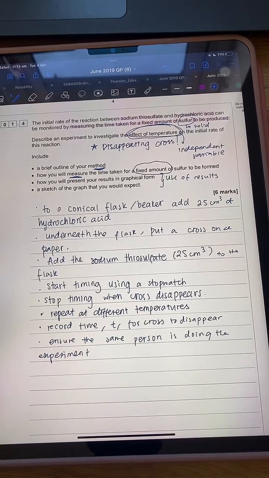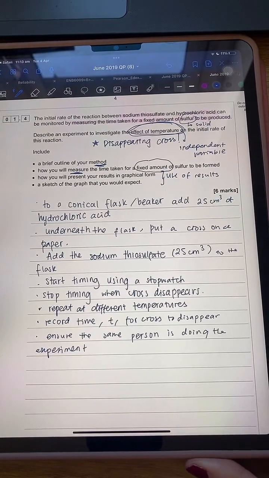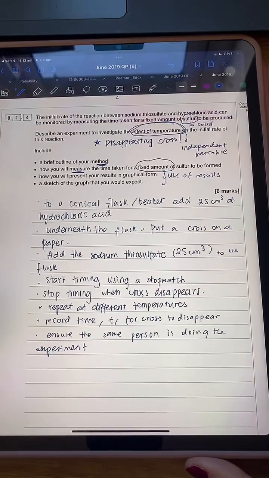Different people would have different answers. Exactly, it's very subjective. That's right. So ensure the same person is doing the experiment.